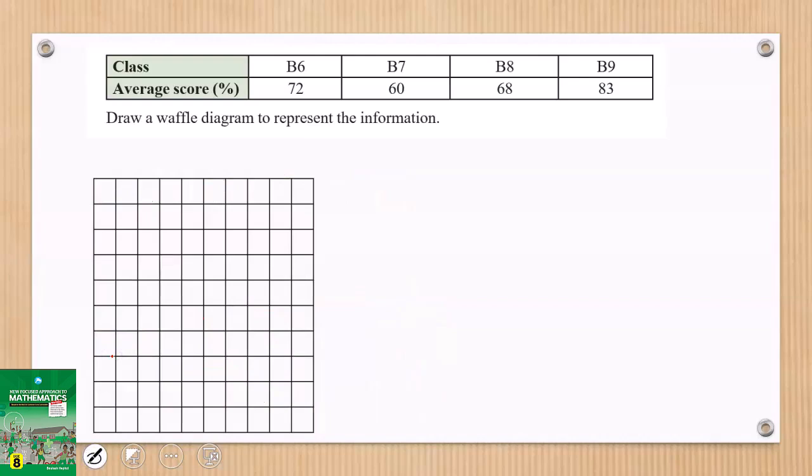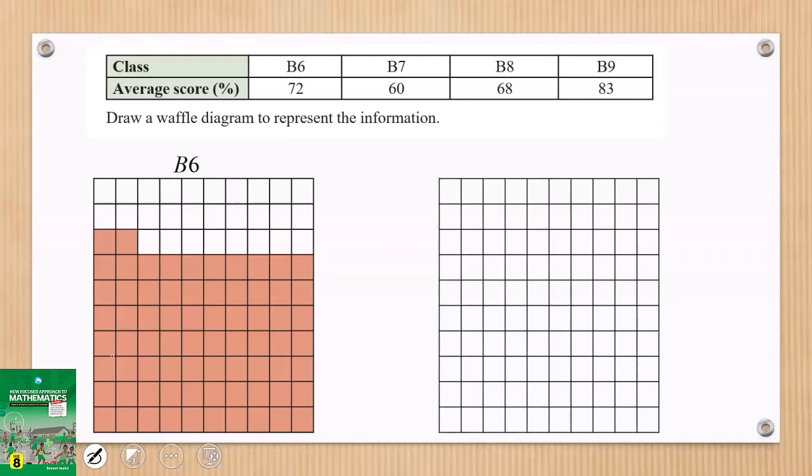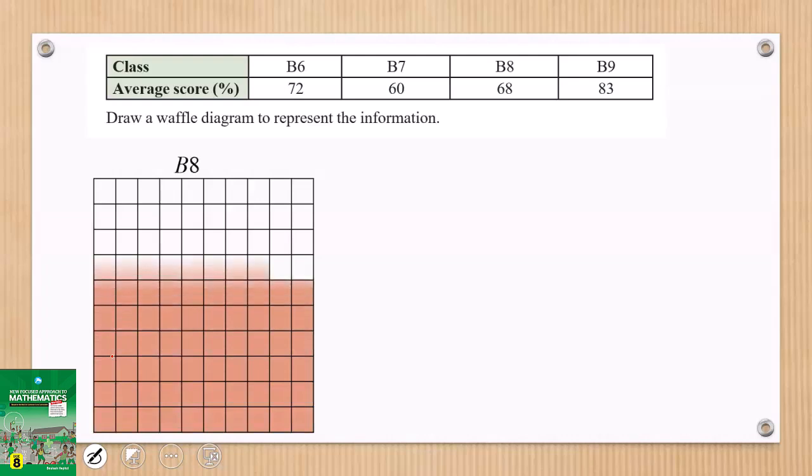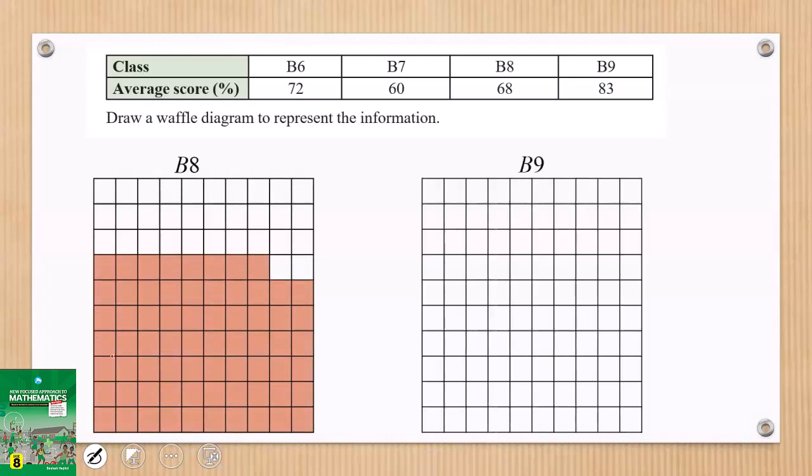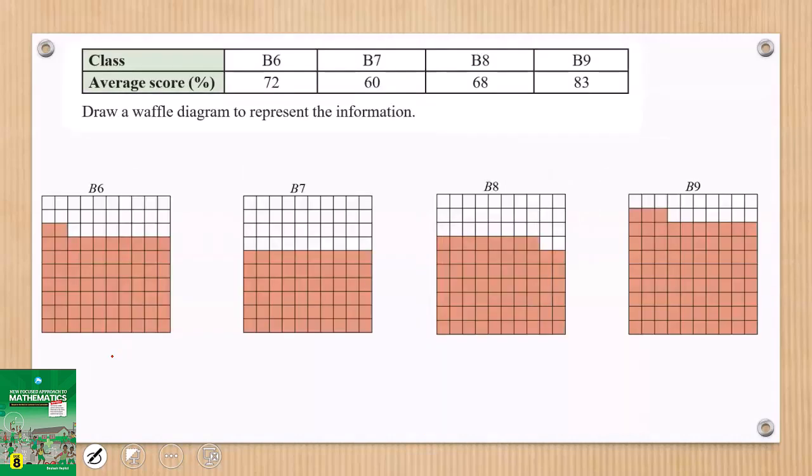Now what we are going to do is to represent every class by its own shaded cells, so that we can compare their percentages. Since we have B6 to be 72, we'll shade 72 of the cells, which represents 72%. Then B7 is 60%, so we shade 60 of the cells. B8 is 68, so we shade 68 cells. Then finally B9 is 83, so we shade 83 of the cells. Now when you compare all this, this is what you have: B6, B7, B8, and B9. You can see from the diagram, using the pictorial representation, that B9 has the highest enrollment compared to B6, B8, and then B7.